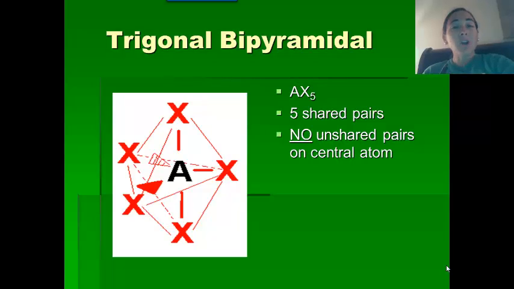Let's look at an even larger molecule. This one is called Trigonal Bipyramidal. Now trigonal refers to 3 and bipyramidal refers to 2. 3 plus 2 is 5. So this molecule has 5 shared pairs. If you notice the central atom A, there are no unshared pairs on this one. So Trigonal Bipyramidal has this shape. The central atom A has 3 bonds in the plane of the A. There's one bond coming straight up from the A in the center, and there's one bond going straight down.